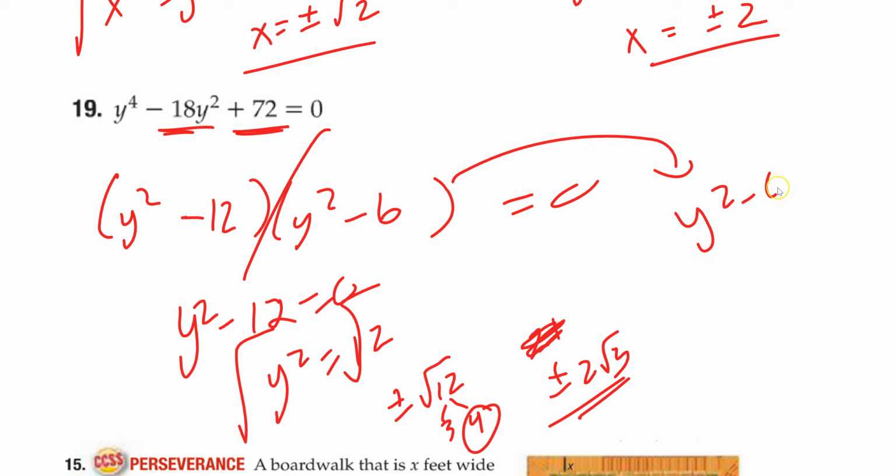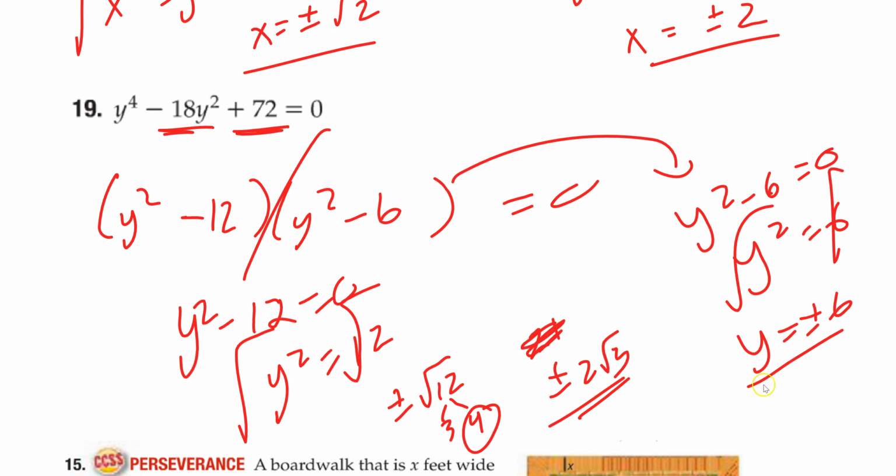Y squared minus 6 equals 0. Y squared equals 6. Square root it. Y equals plus and minus rad 6. Can't break that down. So that's how you solve it, right? So that's solving things in quadratic form.